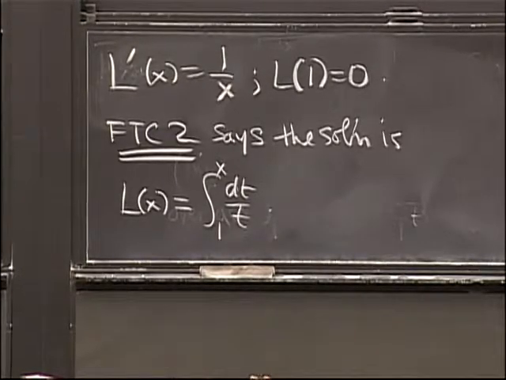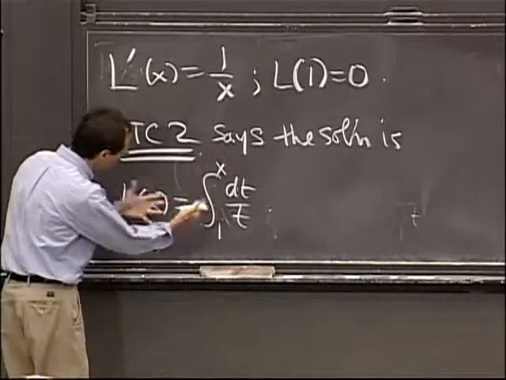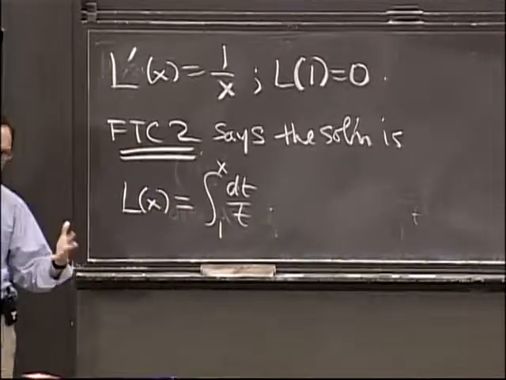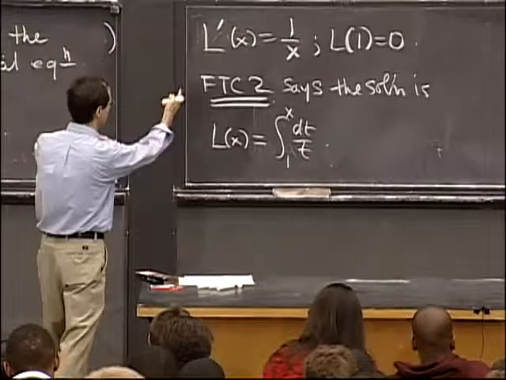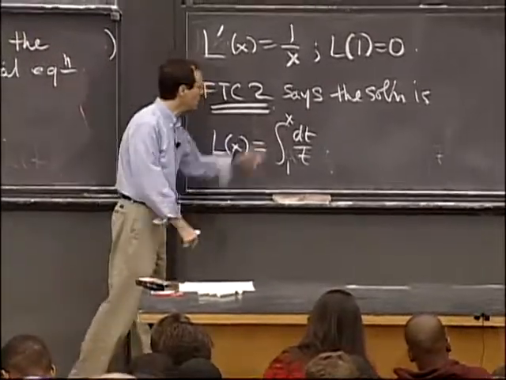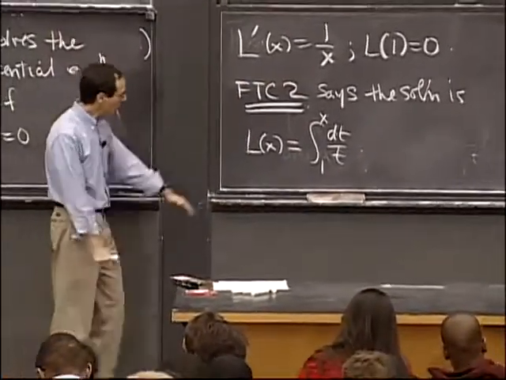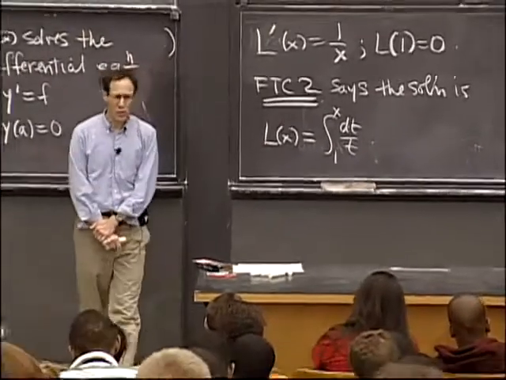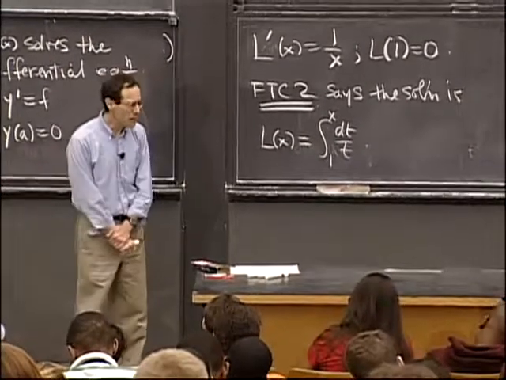So that's the solution to the problem. And now the thing that's interesting here is that we started from a polynomial, or a ratio of polynomials, that is 1 over t or 1 over x, and we get to a function which is actually what's known as a transcendental function. It's not an algebraic function.